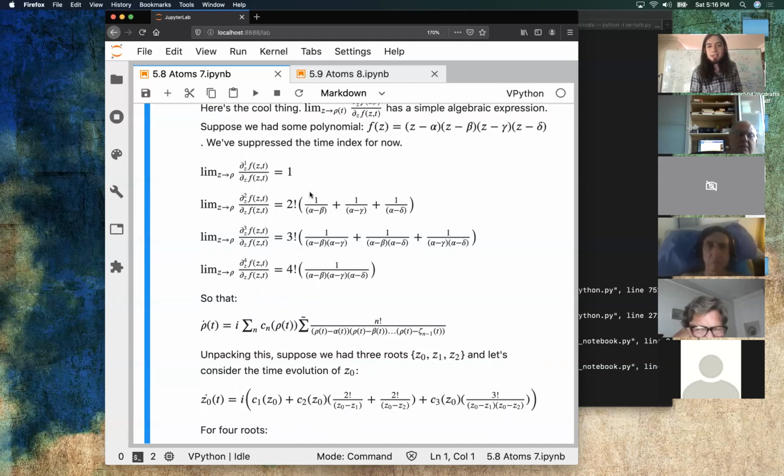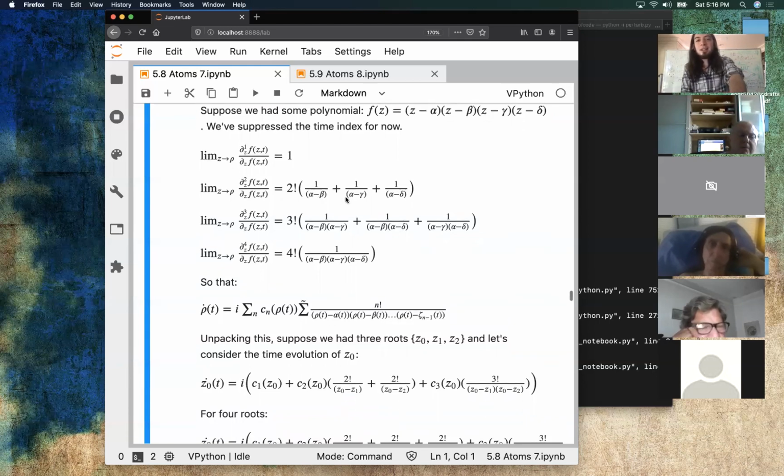I'm sorry, I made a slight mistake. Instead of alpha there, that should be rho. So it should be rho minus beta, rho minus gamma, rho minus delta. And then in the next one, rho minus beta times rho minus gamma. So everywhere you see alpha, just mentally replace that with rho. My apologies.